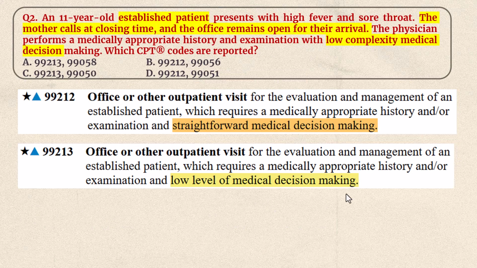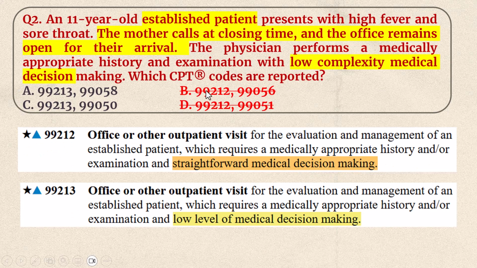When you directly go to the code, 99212 is office or other outpatient visit, here with straightforward medical decision making. But in our case, you can see it's a low complexity medical decision. 99213 is office or other outpatient visit, low level of medical decision making. So this code will be the correct code for the first part of the scenario. So you can omit the other two answers with 99212. So let's check the other codes.